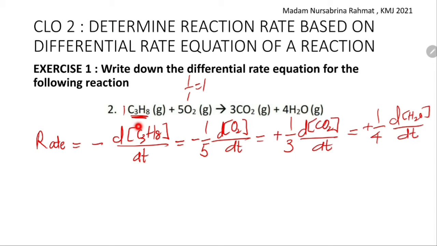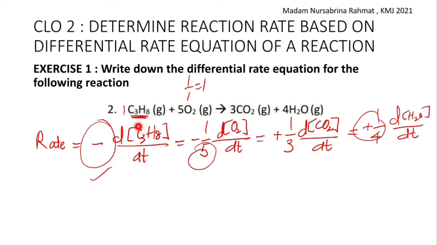So you just need to remember, every time you write down your differential rate equation, always consider the sign. Is it negative or is it positive? Negative is for your reactants and positive is for your products. And then the stoichiometric coefficient of your compound, so it must be 1 over the value of the stoichiometric coefficient.